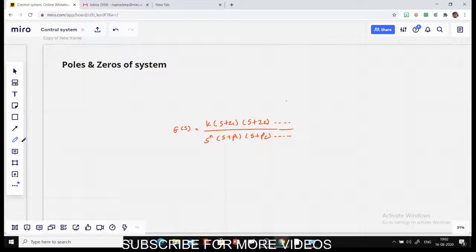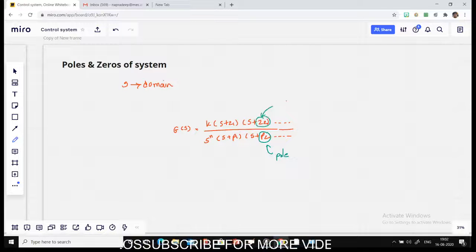First, we have understood that till now we are working in the S domain. Most of the time we will love to work in the S domain for our control systems. Now, what are these poles and what are these zeros? The definition for a pole is: whatever is in the denominator, these are called pole values, and whatever is in the numerator, these are called zero values. We have seen this in a standard form, that is called the pole-zero form of a system.